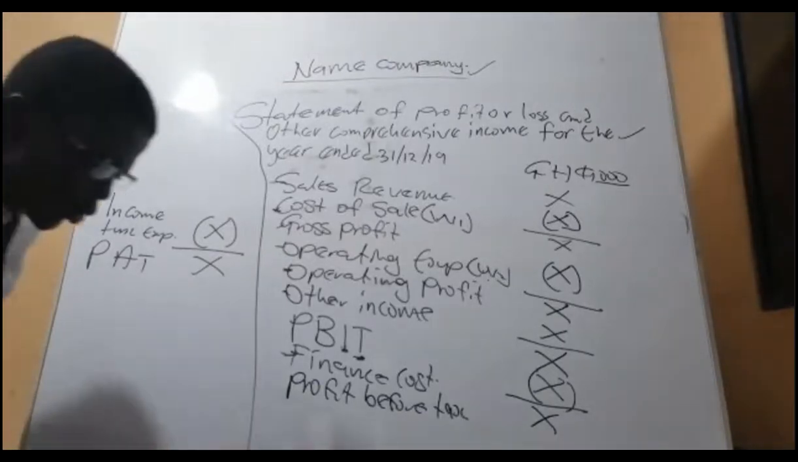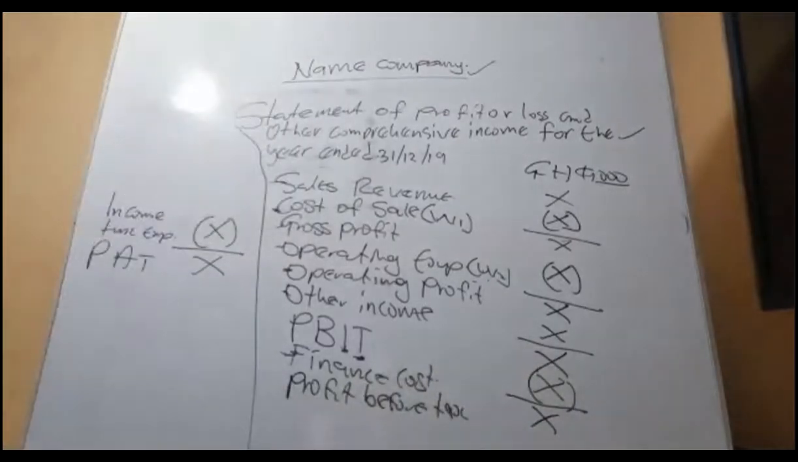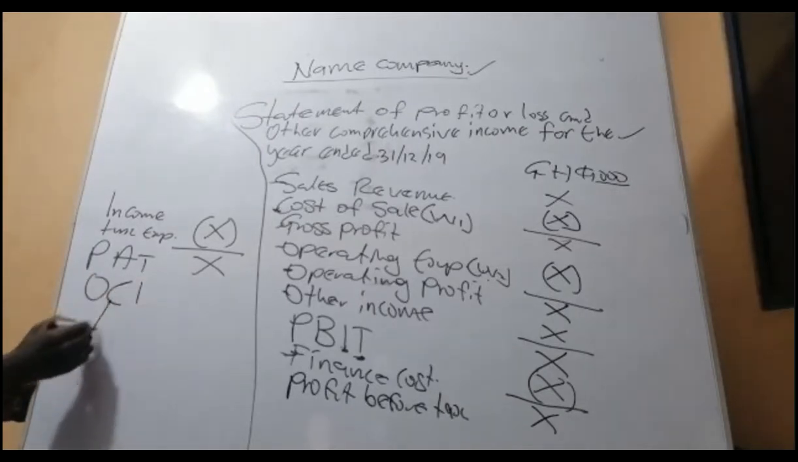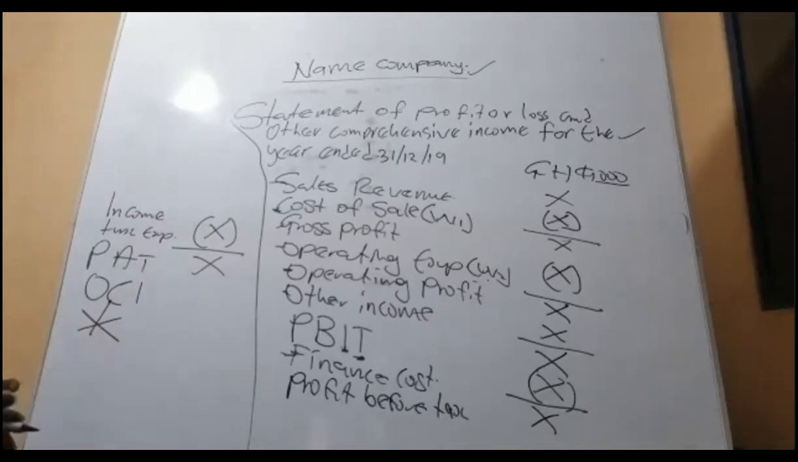Then what we are going to do is the adjustment section. Then you write other comprehensive income. Please, no shortcuts. Other comprehensive income. OCI. You see me doing this? No shortcuts. Other comprehensive income. Then you underline it nicely.